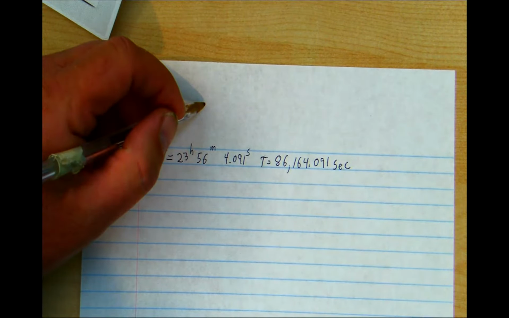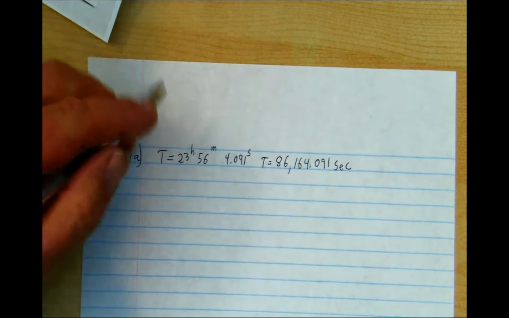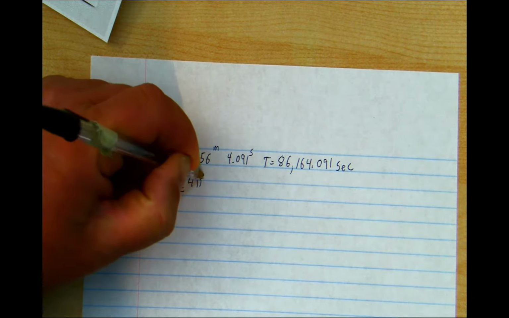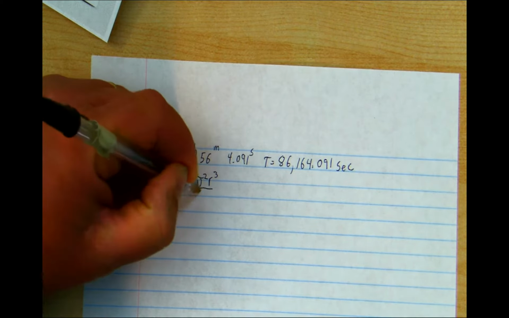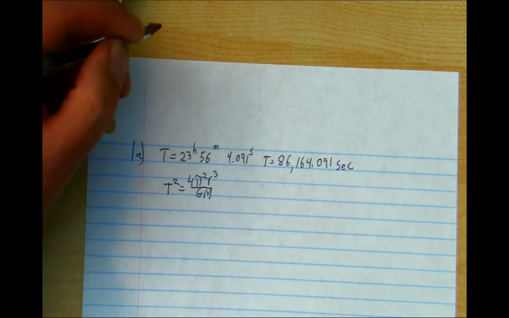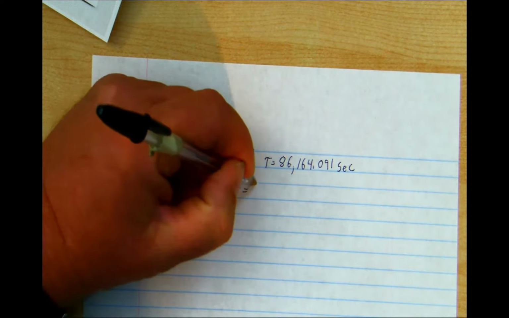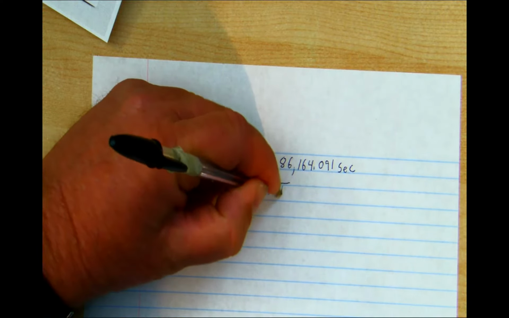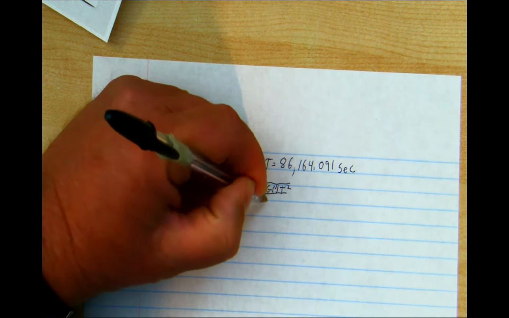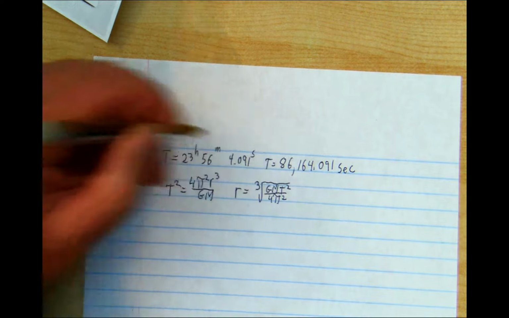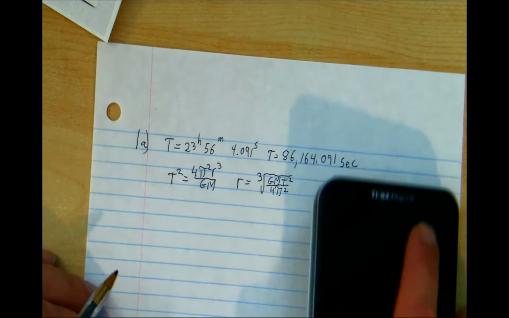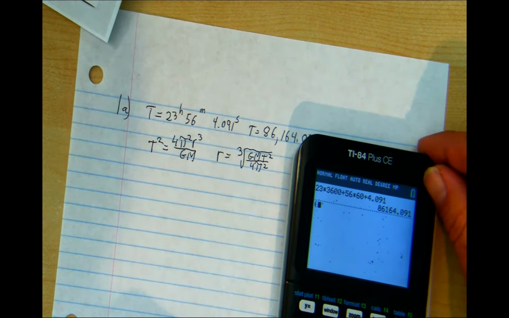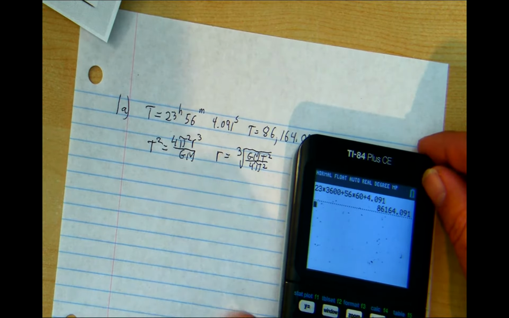I need to calculate the orbit radius. T squared equals 4 pi squared r cubed divided by G divided by M. So r is equal to the cube root of G M T squared divided by 4 pi squared. Actually, first let me show you.